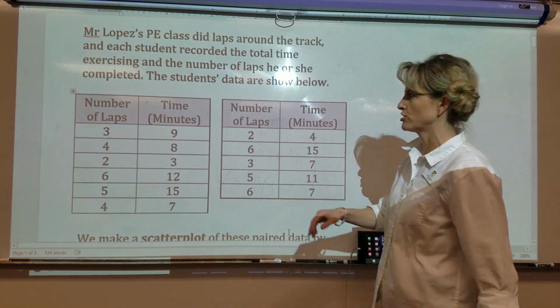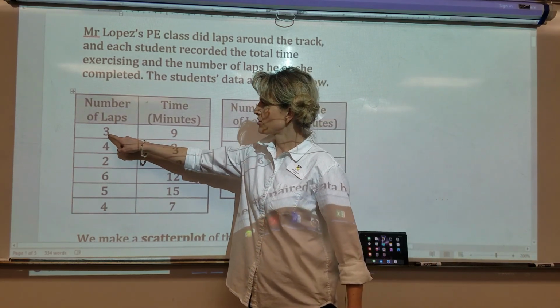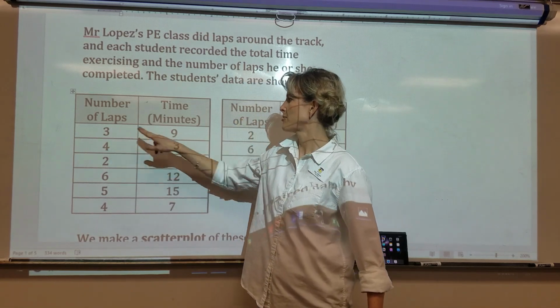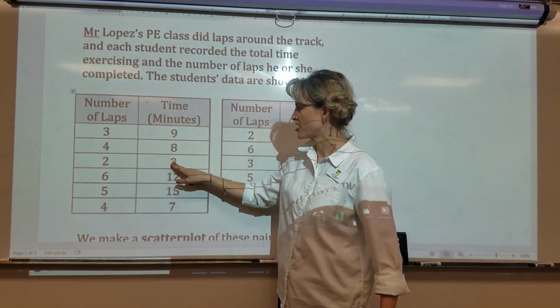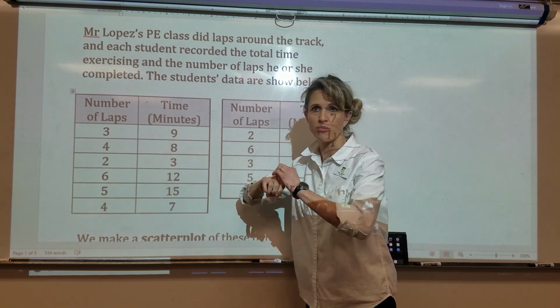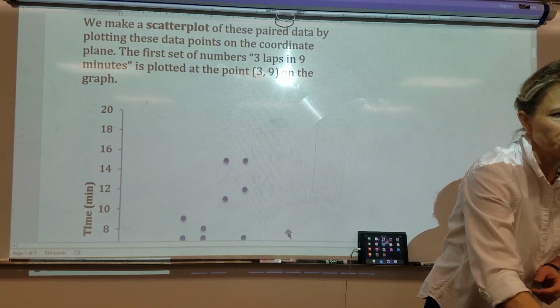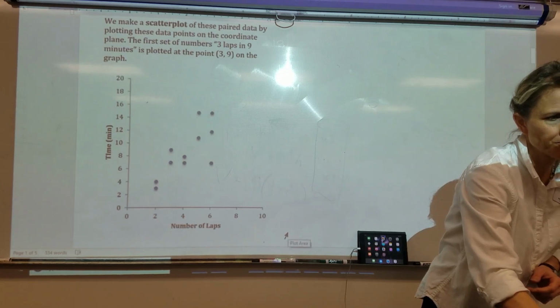He's a PE teacher. And one student ran 3 laps, it took him 9 minutes. Another student took 4 laps, which took 8 minutes. 2 laps took 3 minutes. They're not in order. It's just a bunch of data. And then he plotted them on a graph.